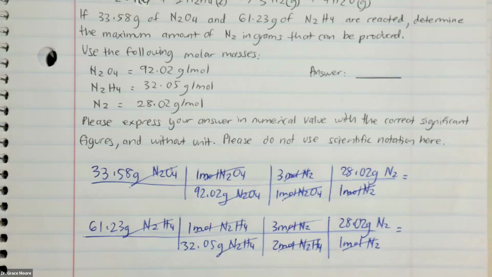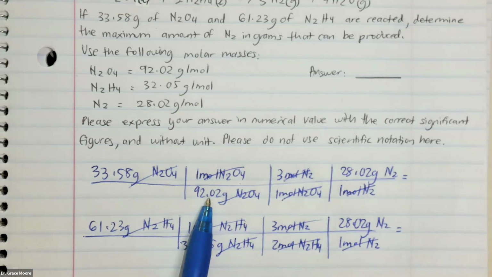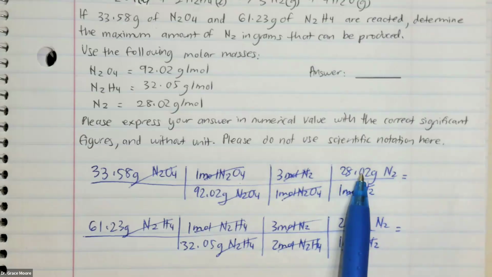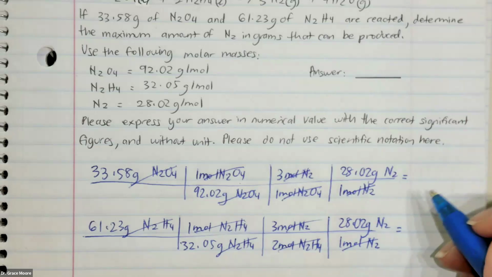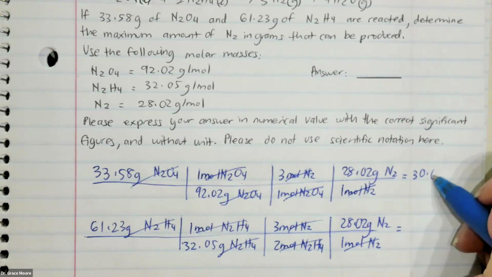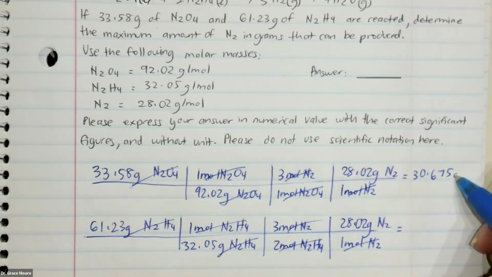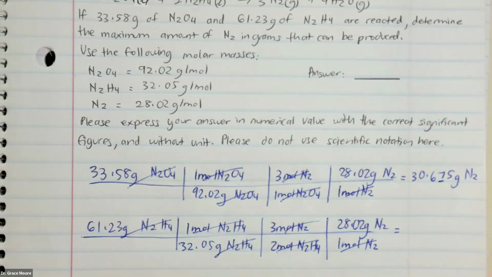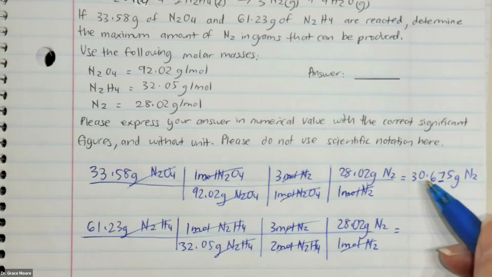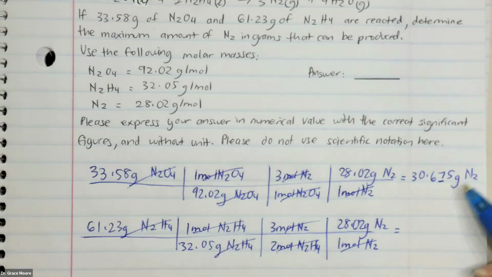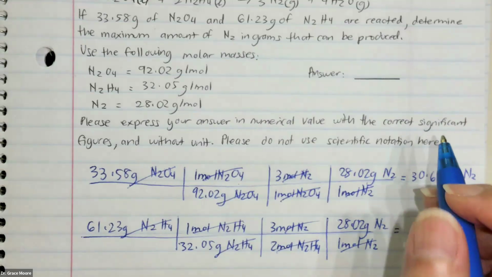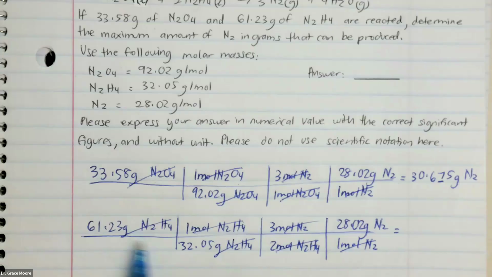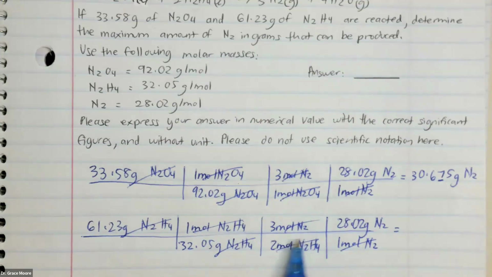So if you put this together, you take 33.58 divided by 92.09 times 3 times 28.02. You should get your answer of, let's see, 30.675 grams of N2. Now I'm going to keep 4 sig figs, so I'll round that up. I'll underline 7. If I had to pick this answer, I'll write 30.68. But I don't know if this is the answer yet. I need to do my second one. So my second answer is 61.23 grams divided by 32.05 times 3 divided by 2 times 28.02.